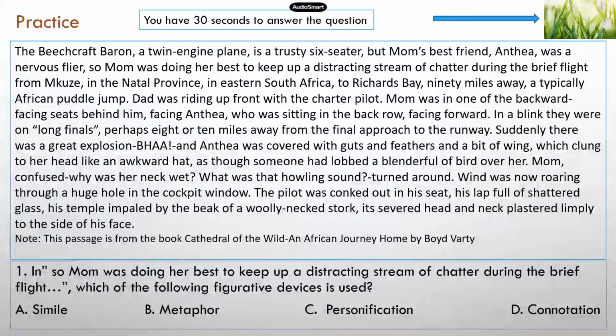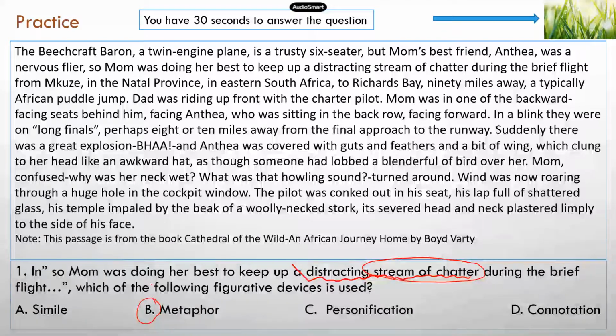Okay, so there's a sentence in the paragraph. It says, someone was doing her best to keep up a distracting stream of chatter during the brief flight. So, which of the following figurative devices is used? So, hopefully, you identify the part that employs a figurative device, which is distracting stream of chatter. So, the correct answer is B.